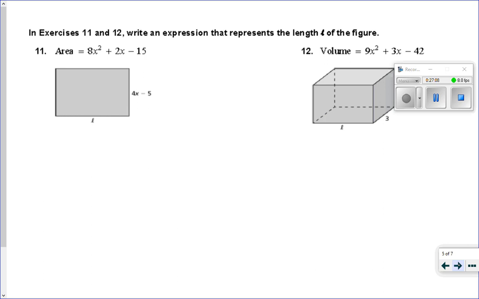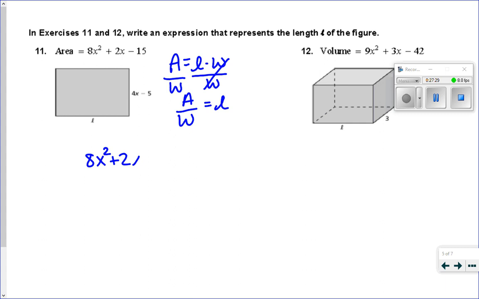So just so you know where I'm coming from, area of a rectangle is length times width. So if I wanted to solve for the length, I would just divide both sides. So the length is just going to equal the area divided by the width. So that's what I'm going to set up with my polynomials. I'm going to take that area polynomial and I'm going to divide it by my width, which is the 4x minus 5.